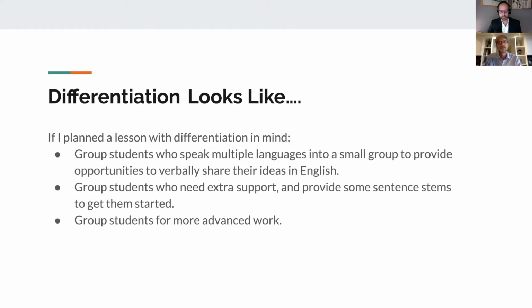Then we might think to ourselves, well, who needs extra support? And then we might meet with them and do some either verbal rehearsal or just talking them through some things to get them started using sentence stems for the concepts that we're working on. And then we might group some other students for advanced work, those we perceive as ready for advanced work. And I want to say up front again, differentiation, if it happens in the planning process, this is what we might do.